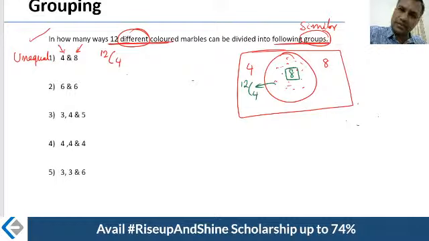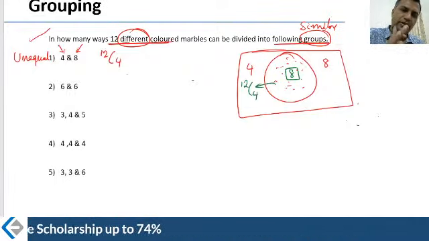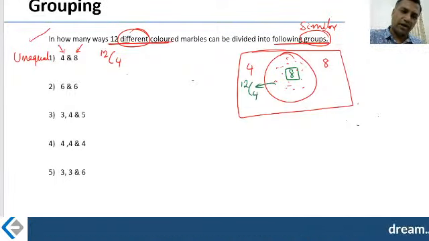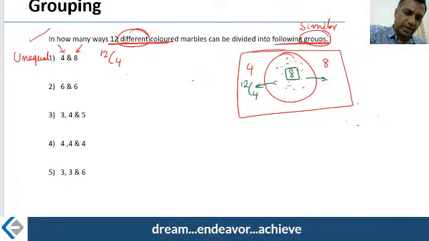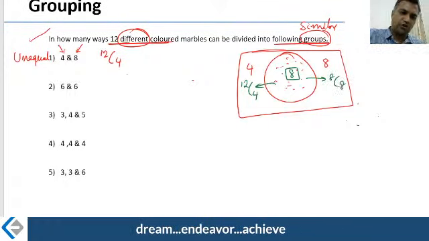8 are left on the desk. Because if 4 you have separated, how many are left on the desk now? 8 of them are left on the desk. Fine. What should you do on this particular side? 8C8. What is 8C8? 1.